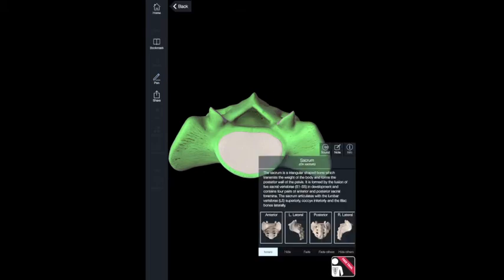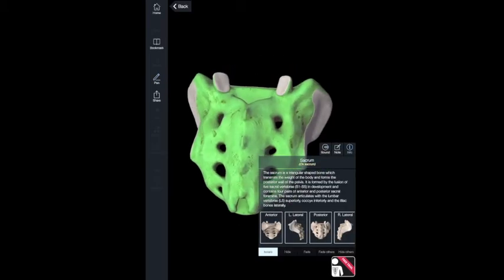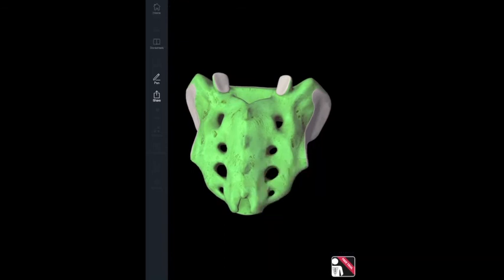And then finally, if you look along the back here, you have this ridge running right down the center here. That is that median sacral crest. So that is the different parts of the sacrum you really need to know.